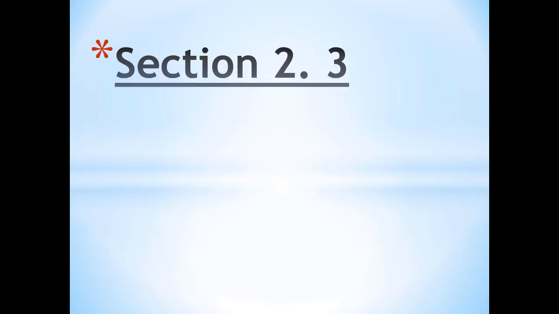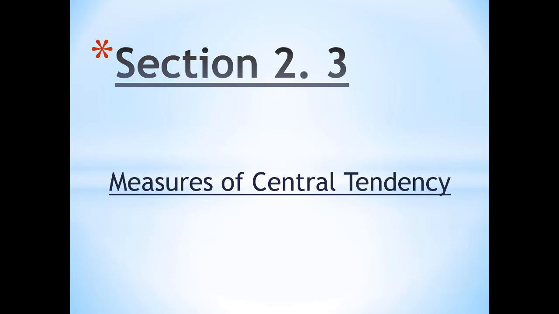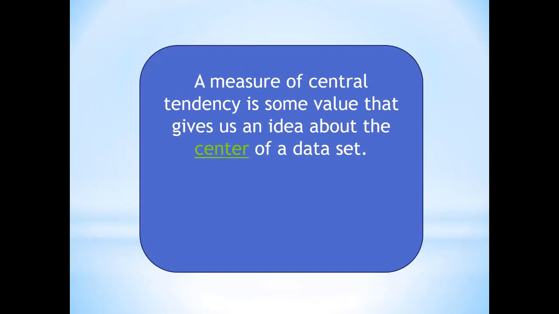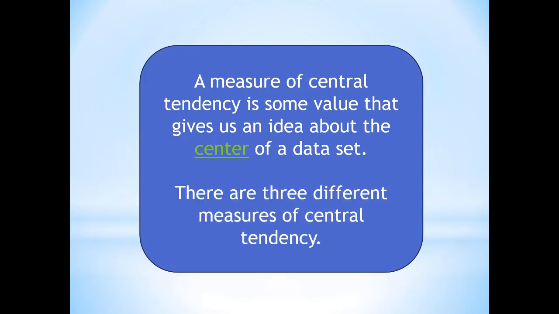So today we're looking at section 2.3, and section 2.3 is about measures of central tendency. A measure of central tendency is some value that gives an idea about the center of the data set, what's in the middle. And there are three different measures of central tendency that we're going to look at in this class. The first measure of central tendency that we're interested in is the mean of a data set.